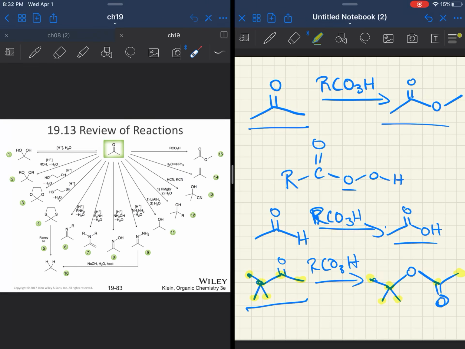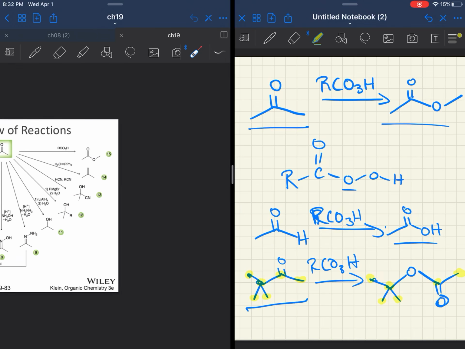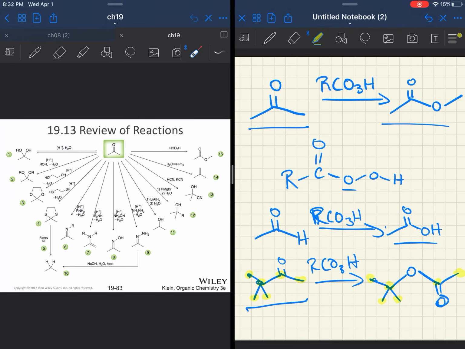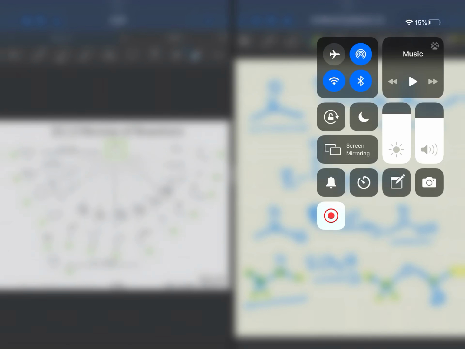I love these kind of slides. You just get a big review sheet from Klein. You can print this out, white out the reagents to help you go back and practice that. You can white out the products and practice predicting those products. This is a great review slide.